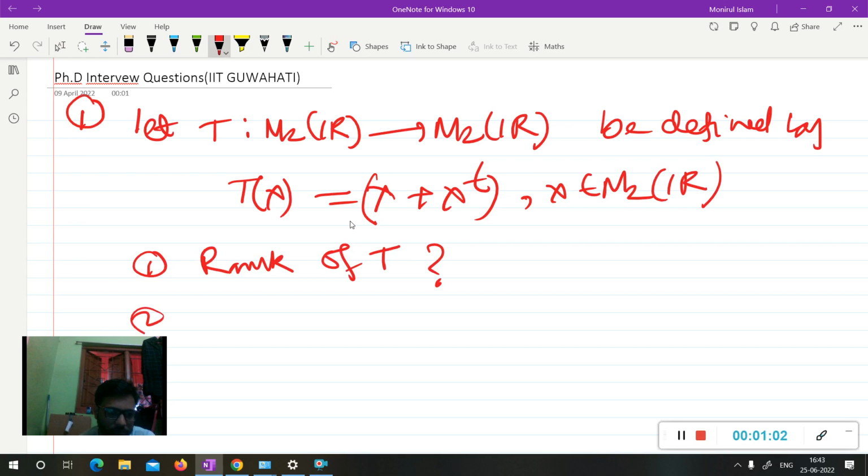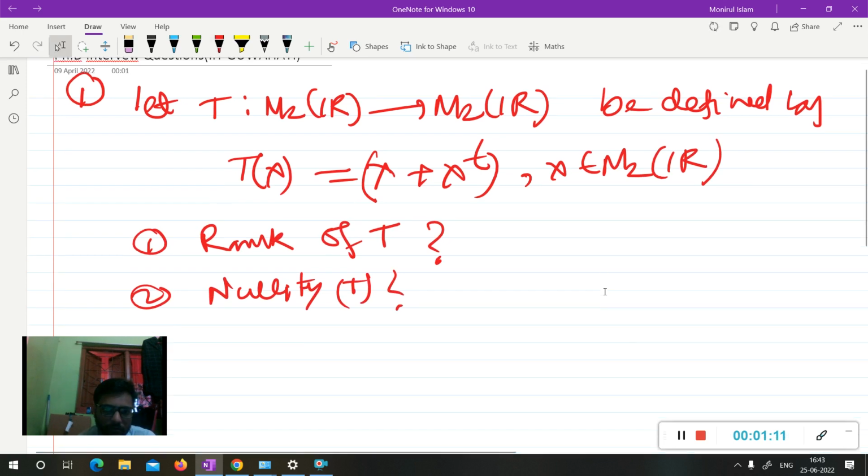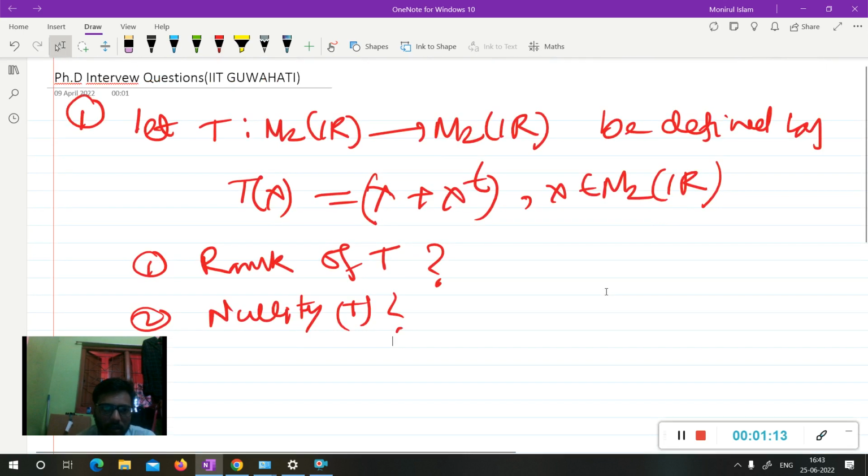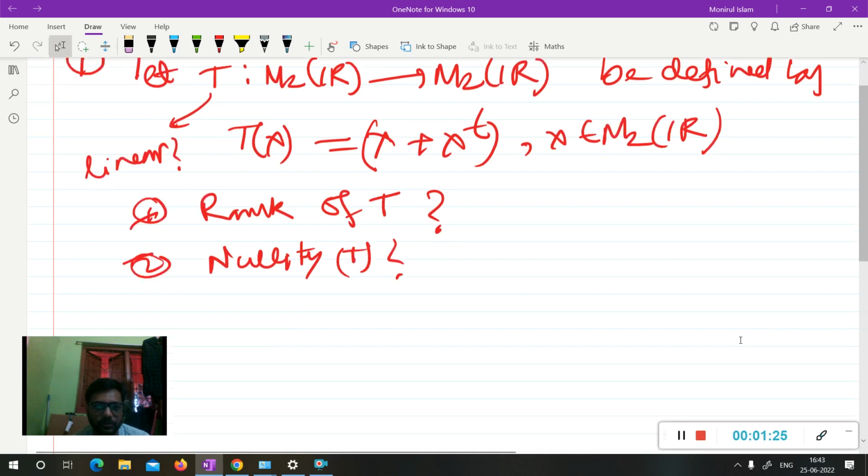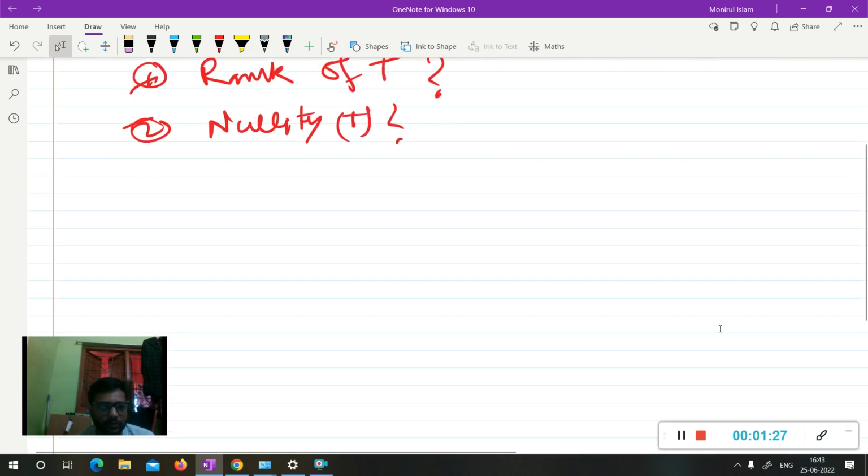What is nullity of T? And is the transformation linear or not? If it is linear, then find its rank and find its nullity. This is the question. Okay, so we are going to solve this question.